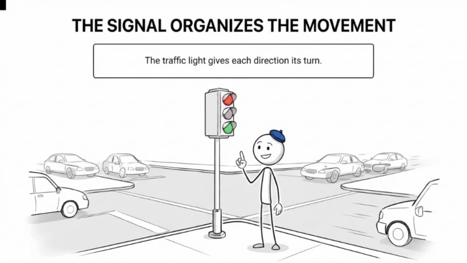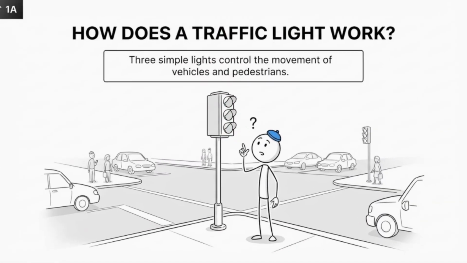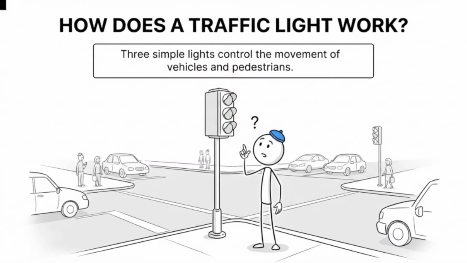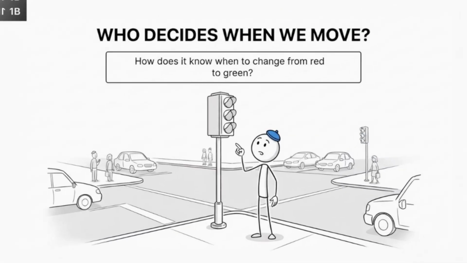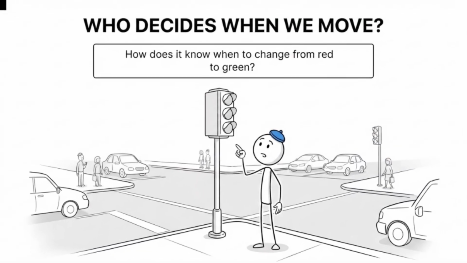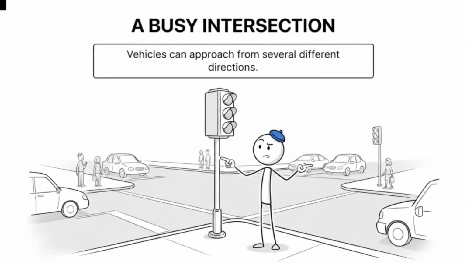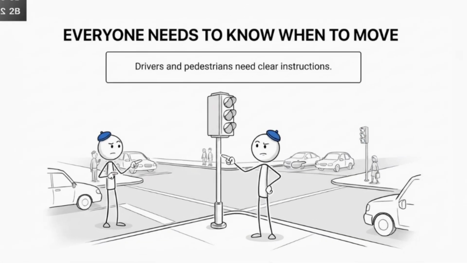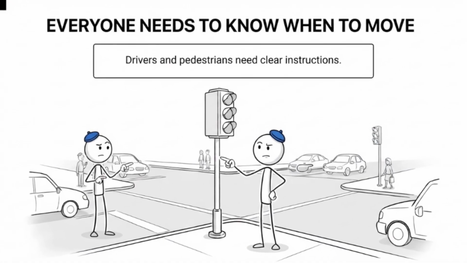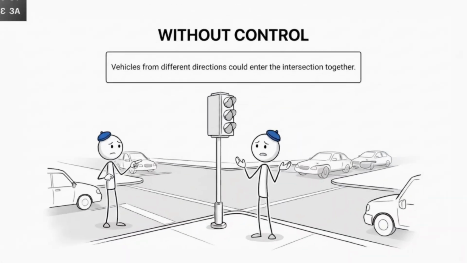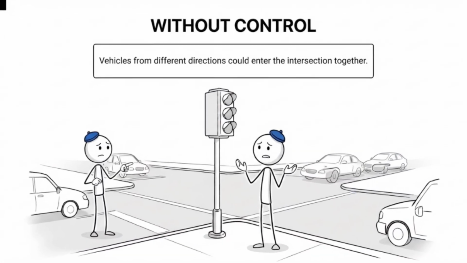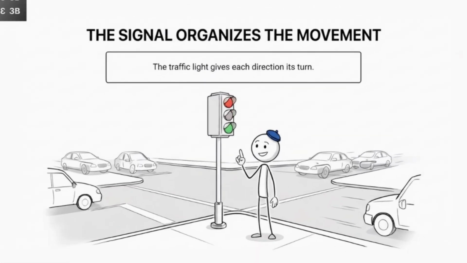To understand this, we need to start with the basic purpose of a traffic light. A traffic light is a signaling system that controls who can move and who must wait. At an intersection, vehicles may be traveling from different directions, while pedestrians may also need to cross the road. Without a system to organize this movement, vehicles could enter the intersection at the same time and create conflicts. The traffic light solves this problem by giving each direction permission to move at the right time.